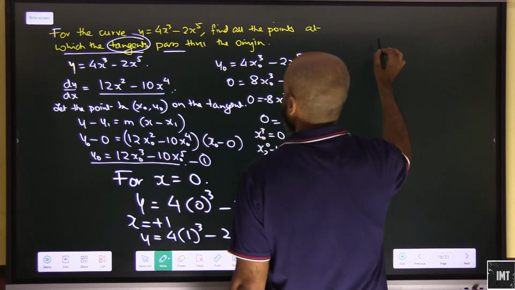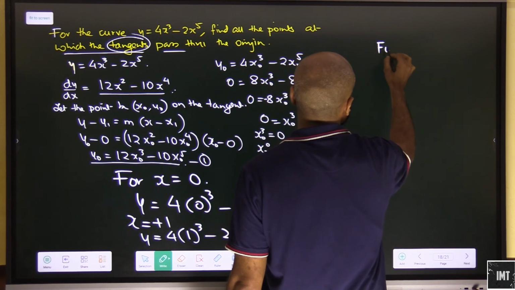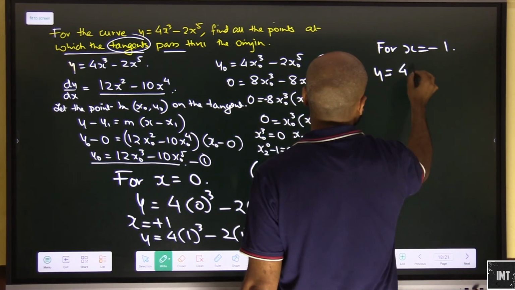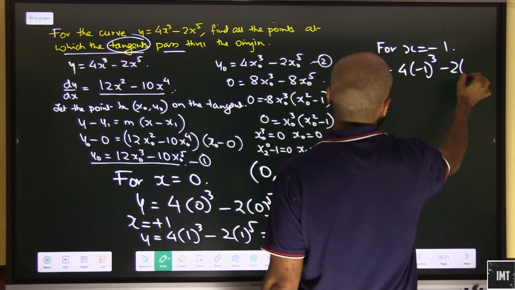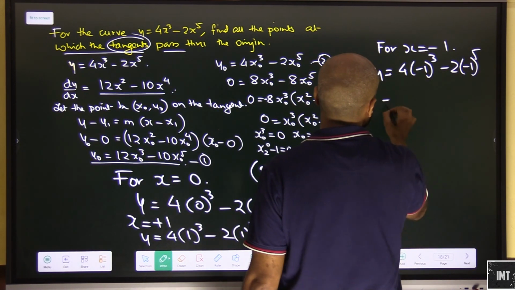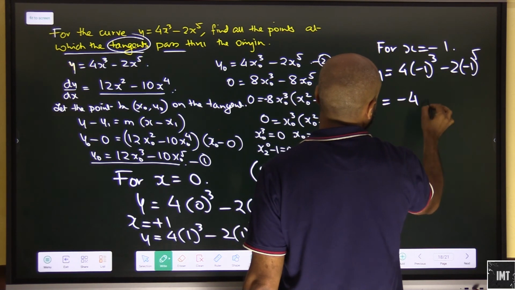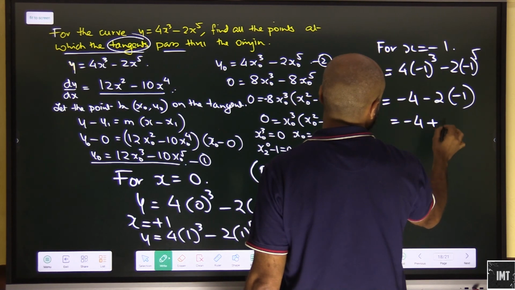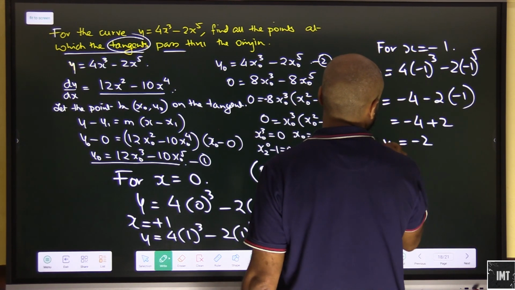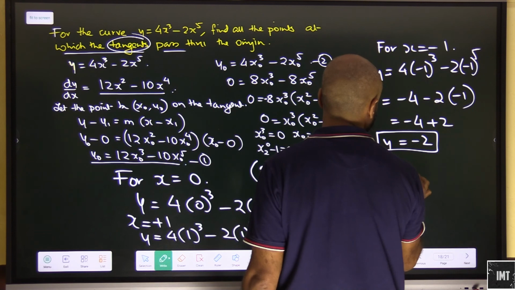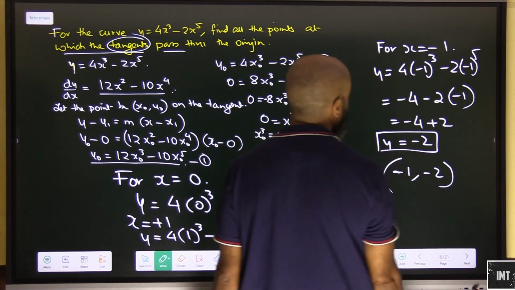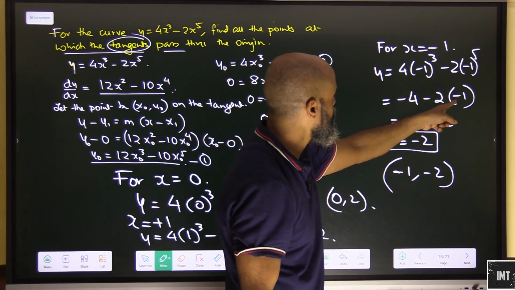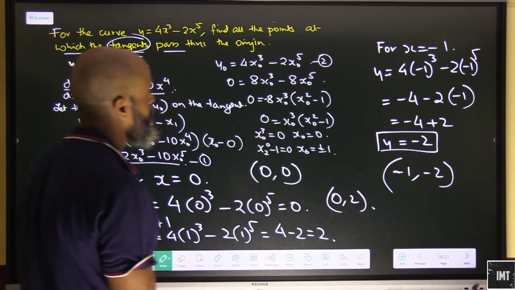Okay, and then we come to the third point. For x is equal to minus 1, y is equal to 4 into minus 1 cube minus 2 into minus 1 raised to 5. So that will be minus 4 minus 2 into minus 1. So that will be minus 4 plus 2, that's going to be minus 2. Y is equal to minus 2. So here we will have minus 1 and minus 2. Yeah, so that's what we are going to get.